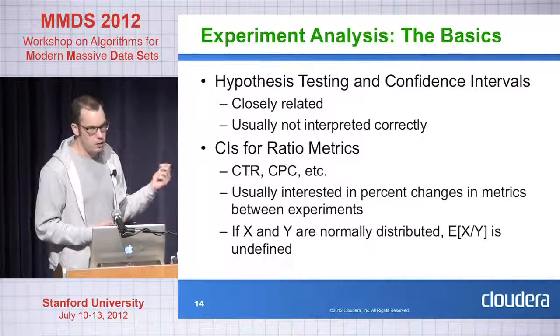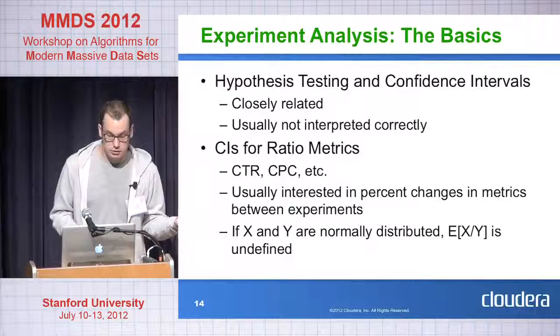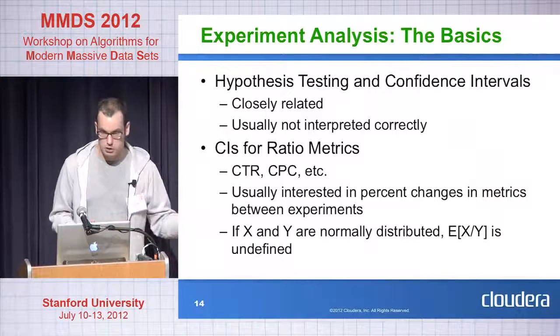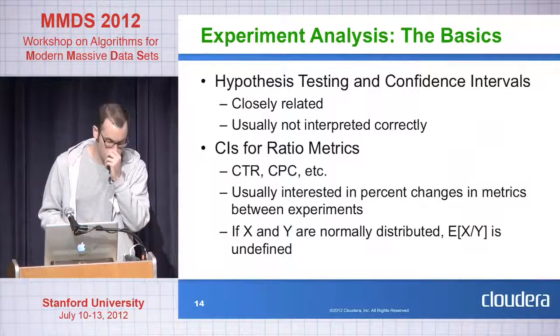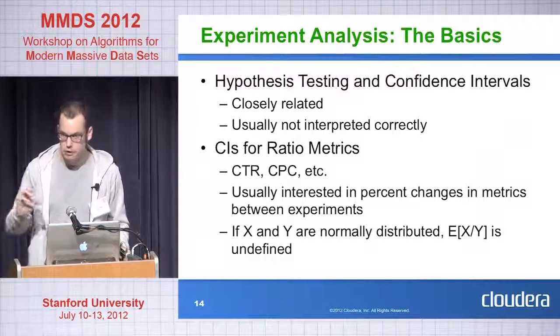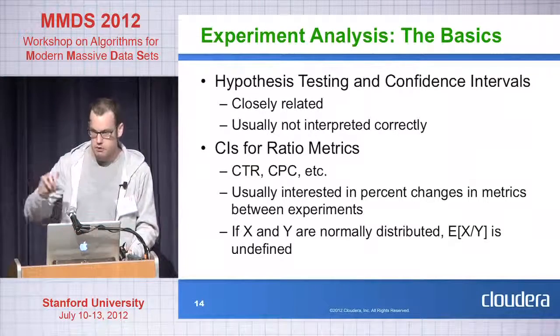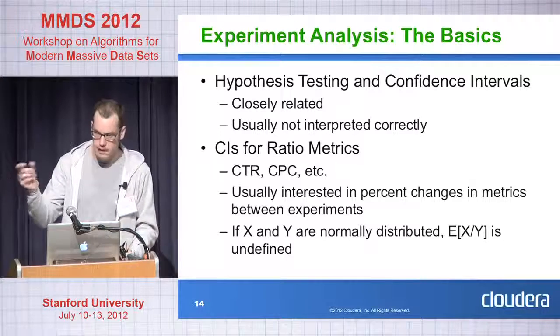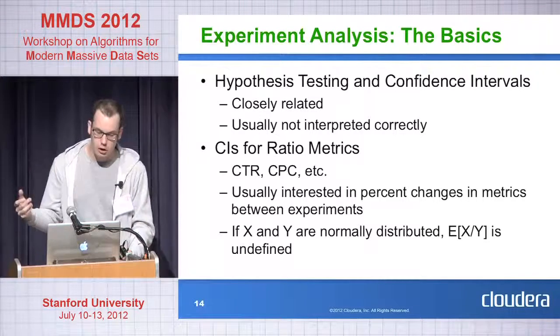A lot of the metrics we care about on the web are ratio metrics. So click-through rates, right? Cost per click, all that kind of stuff. Typically ratios. And we're typically interested in the percent change in these ratio metrics between experiments. So how much did the CTR change between treatment A and treatment B? That kind of thing, right?